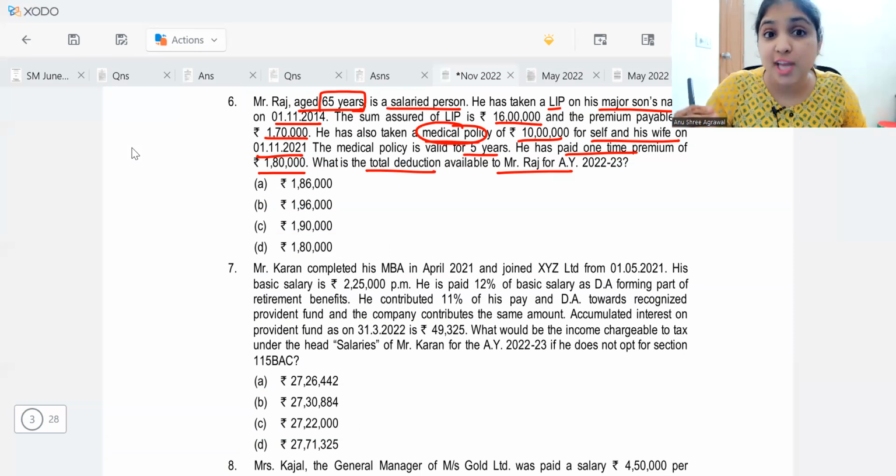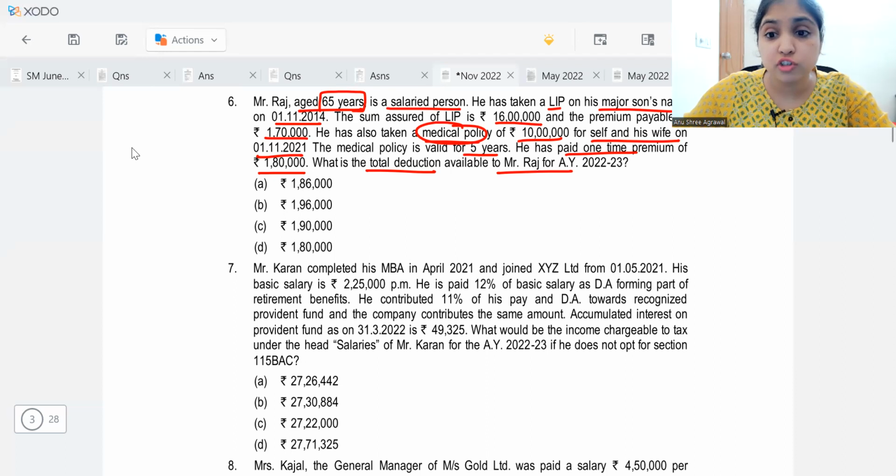What are the three things which can be in others' name? Life insurance policy, then PPF, and Sukanya Samriddhi scheme. When I talk about life insurance policy and PPF, these two can be for self, spouse, children. And when I talk about children, they may be major, minor, dependent, independent, married, unmarried, own, adopted, doesn't matter.